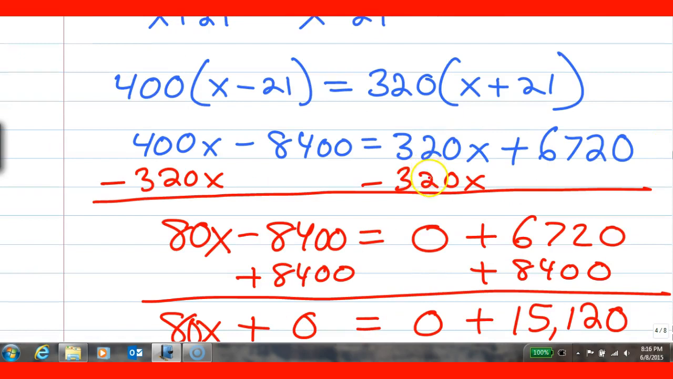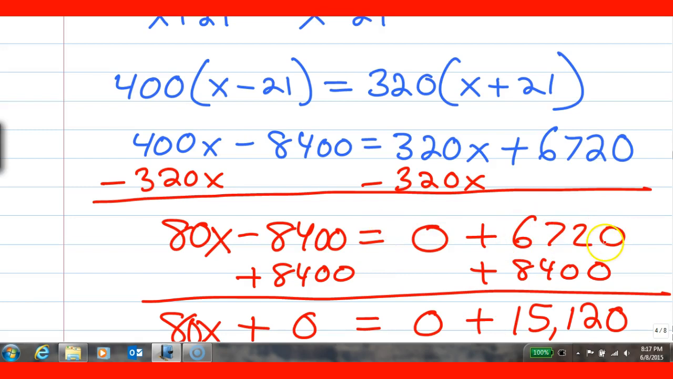I'm now going to start moving things across the equal sign. I'm going to move the terms with the variables first. So I'm going to move this 320x out by subtracting it. Causes it to go down to 0. On the other side, I subtract it from the 400x. Leaves me with an 80x. So I have 80x minus the 8,400 equals 0 plus 6,720.